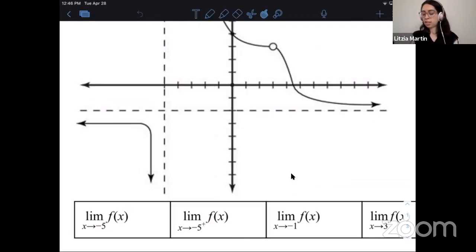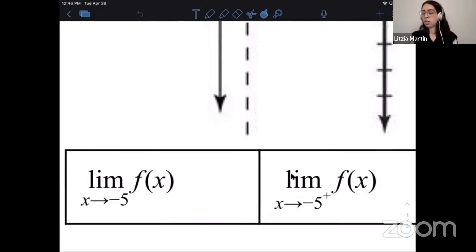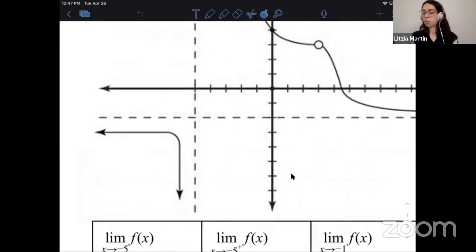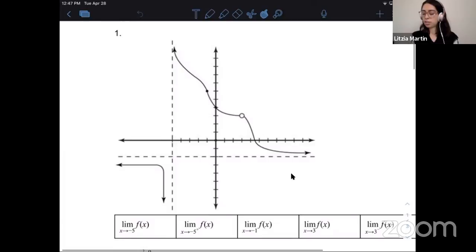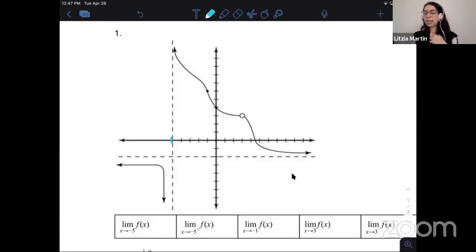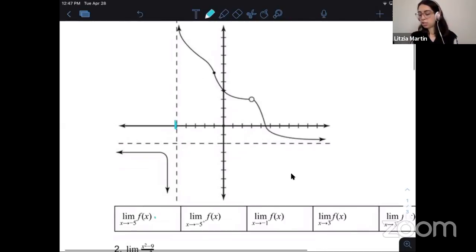So in this case, limit as x approaches -5 of f of x, we have to check both sides of -5. This is -5 right here. And I see that on the left side, it's approaching -infinity, and on the right side, it's approaching +infinity. Since they're going in different directions, then this limit does not exist. So we already have one that does not exist.